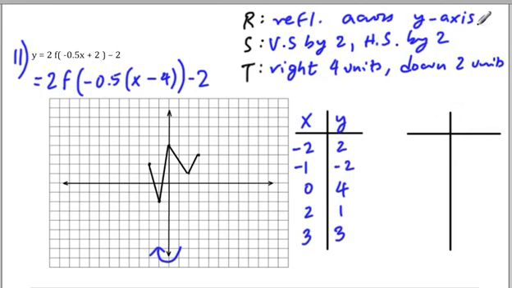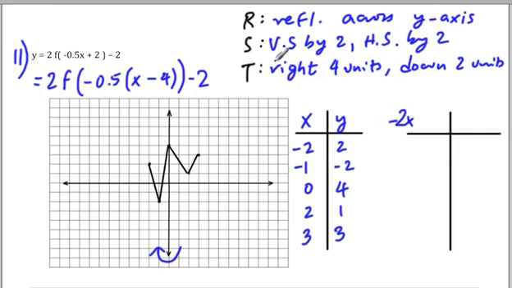So it's a reflection across the y-axis, which means that it affects the x's only. So we know right away that it'll start with a negative. There's a horizontal stretch by 2, which means it's negative 2x. So all the x's get multiplied by negative 2.